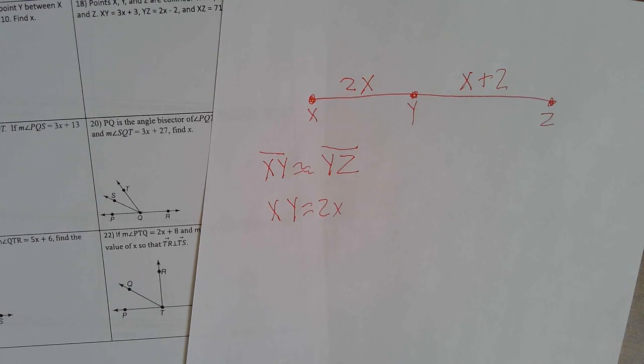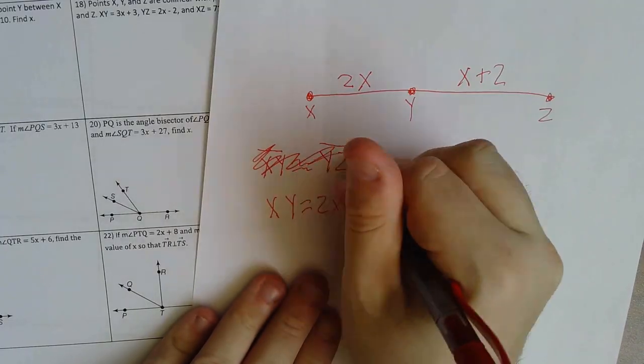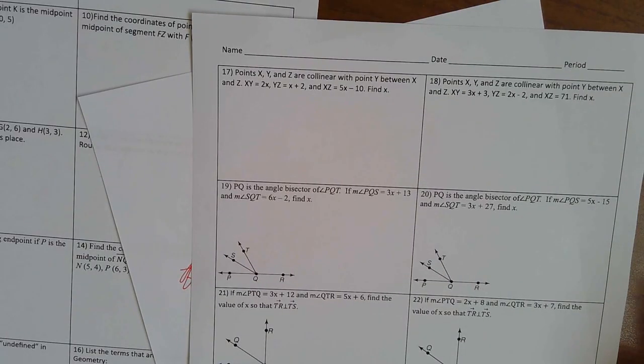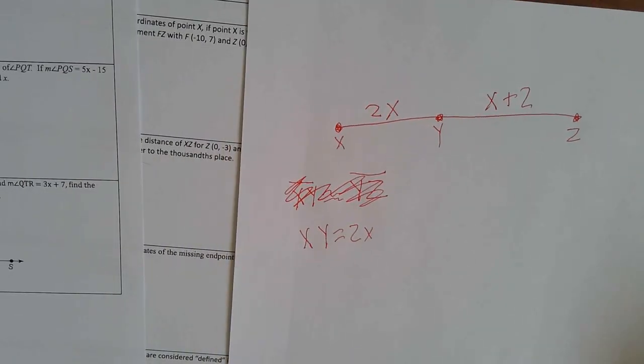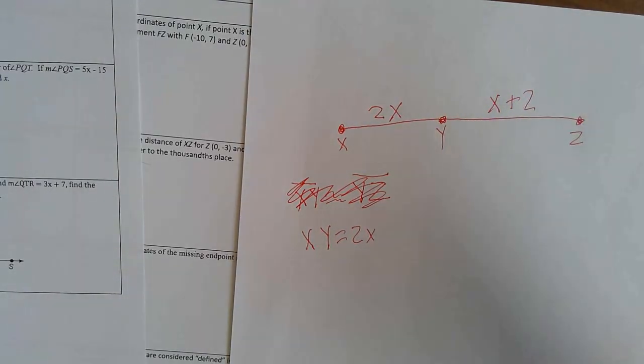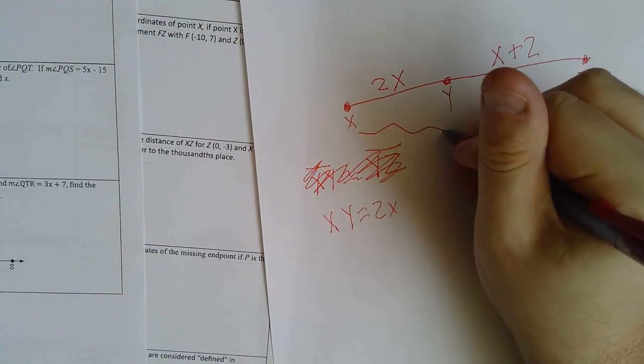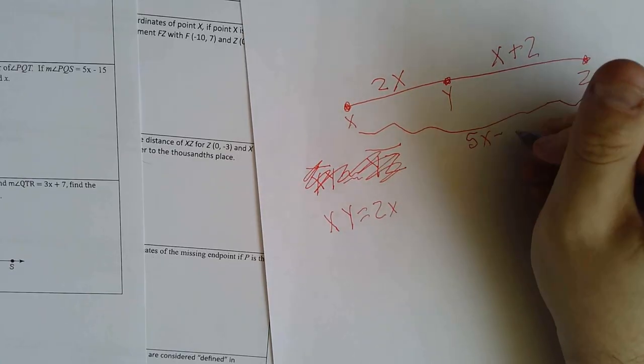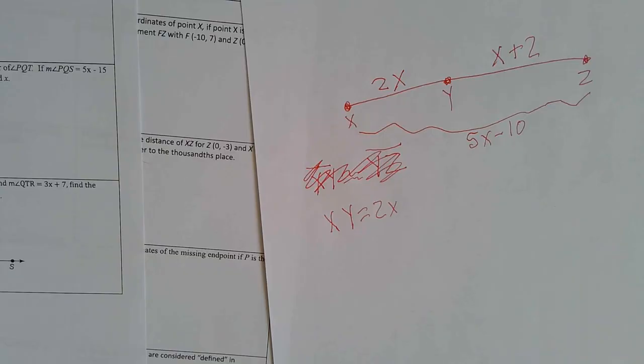Oh, okay. Quick mistake, guys. This is not true in this problem, because it just says that point y is between points x and z. It does not specify it as a midpoint. So I am sorry, that is my mistake, but we're correcting it now. So we know that this distance is 2x, and this is x plus 2. However, the entire distance from x to z is 5x minus 10. So how can we figure this out?